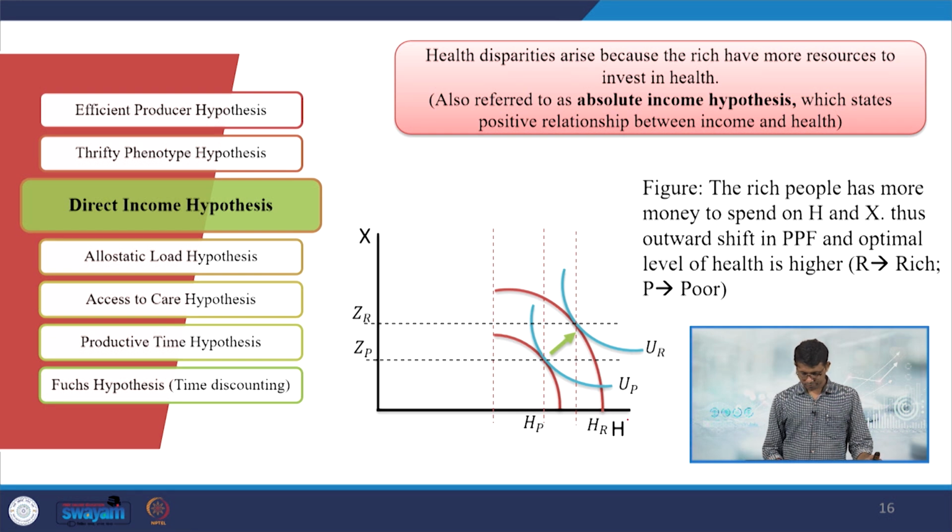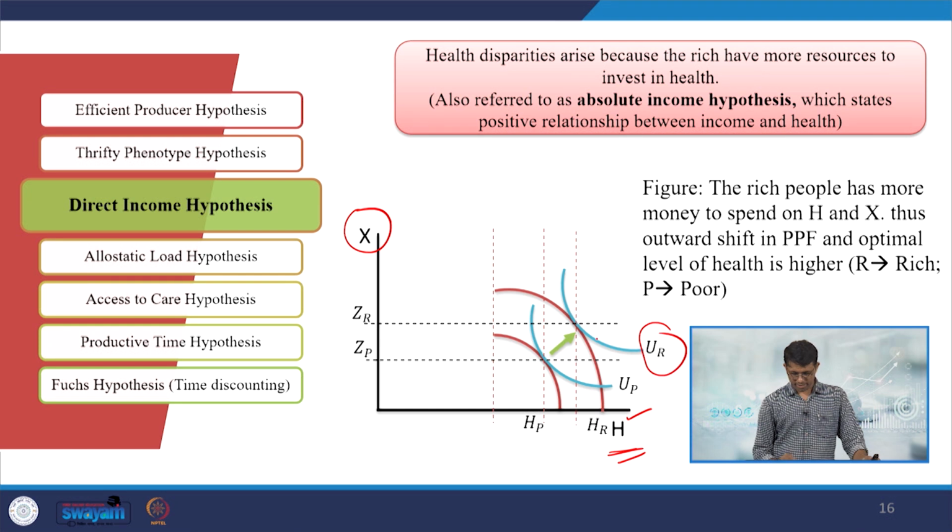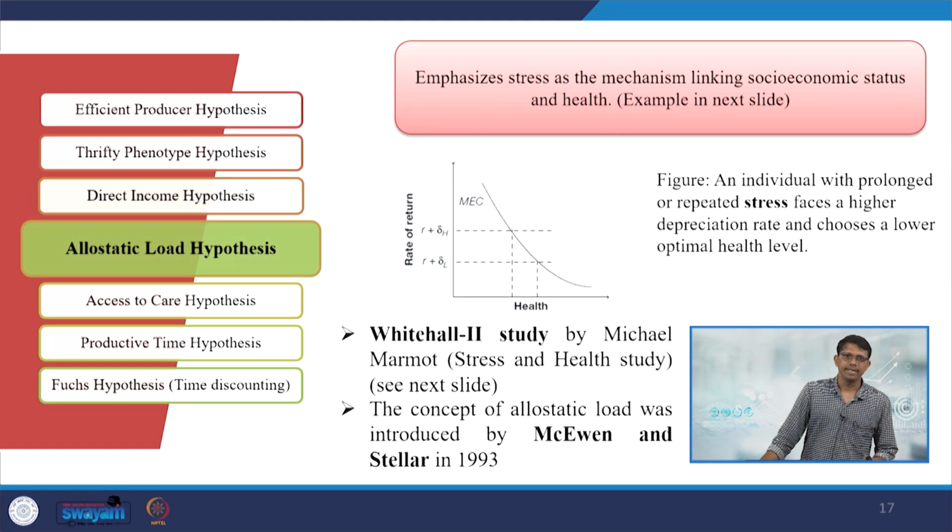Here we have taken H for health, and other consumption goods we have taken as X. So, rich we have identified this, and utility for the rich people and poor people, and they have different possibilities as well, and hence their choice for health as against other commodities is different, and it is clearly differentiating their socioeconomic status.